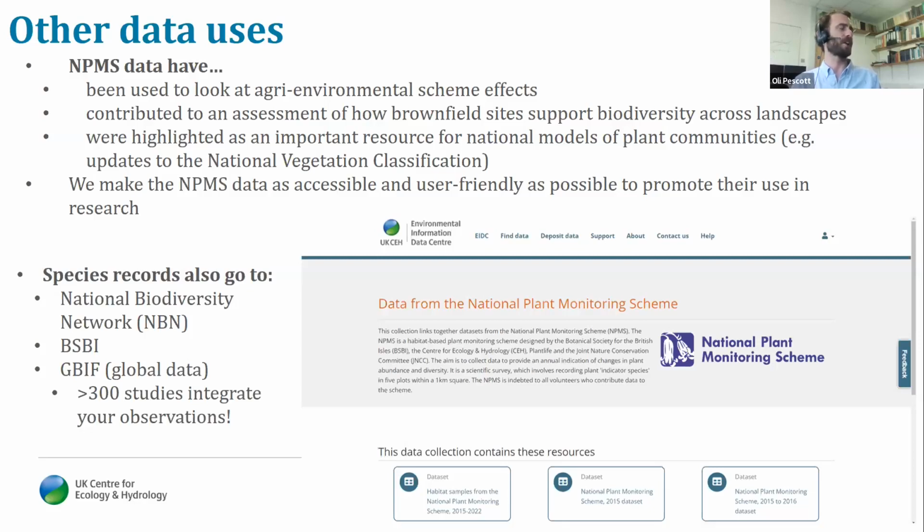And as I've said, we try to make our data as accessible and user-friendly as possible to promote their use in research. Your species records, of course, also go to the NBN. We share them with the BSBI. They're also shared through global portals, so that often when researchers in other countries download global datasets, your occurrence data from the NPMS are included in those. And there's a link in the annual newsletter for the NPMS showing this, where you can look at research reports that have used those data as well.